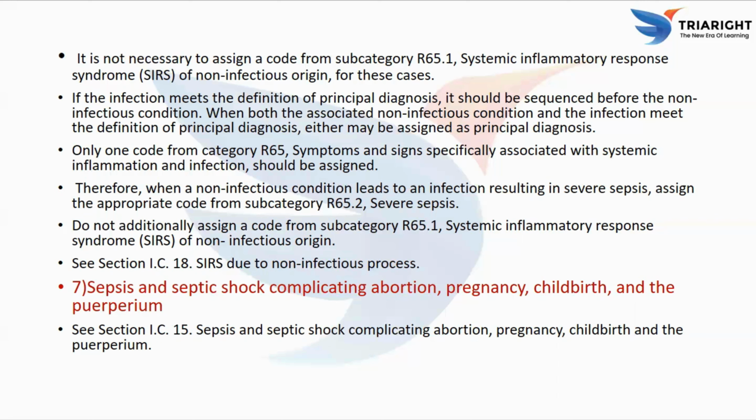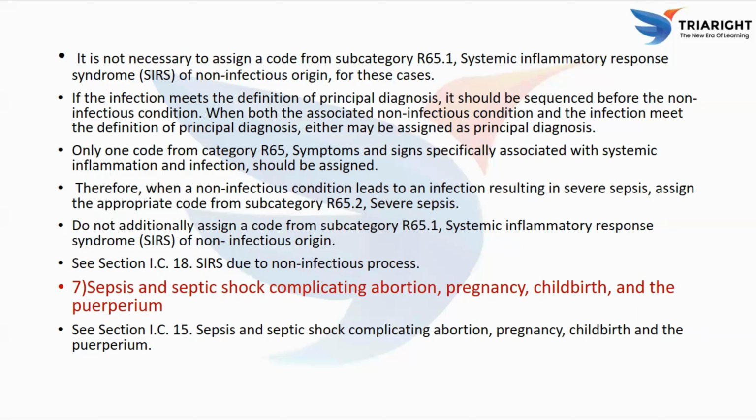So there is an example. There is a crush injury which leads to wound infection and which leads to severe sepsis with acute kidney failure. So what is the coding sequence? First crush injury, followed by wound infection, followed by sepsis, then severe sepsis, and at last acute kidney failure, that is organ dysfunction. So this is the sequence in which you have to code sepsis related cases. So you should not assign R65.1 when severe sepsis is present.